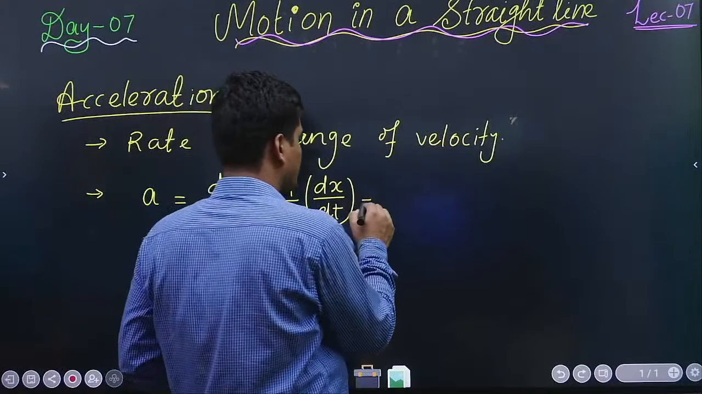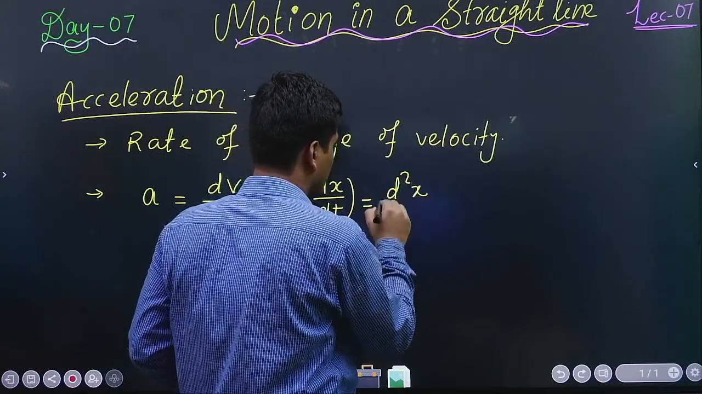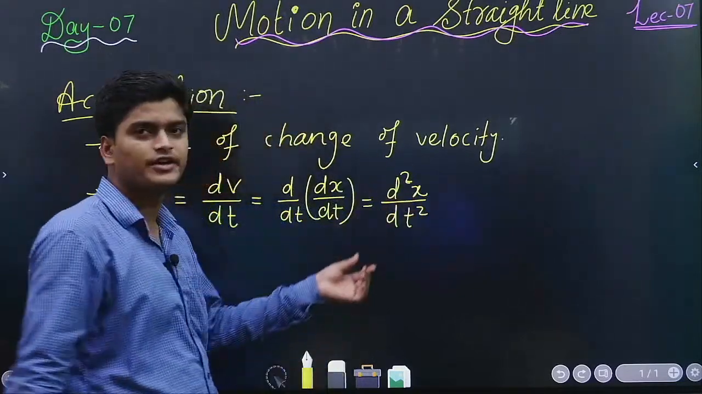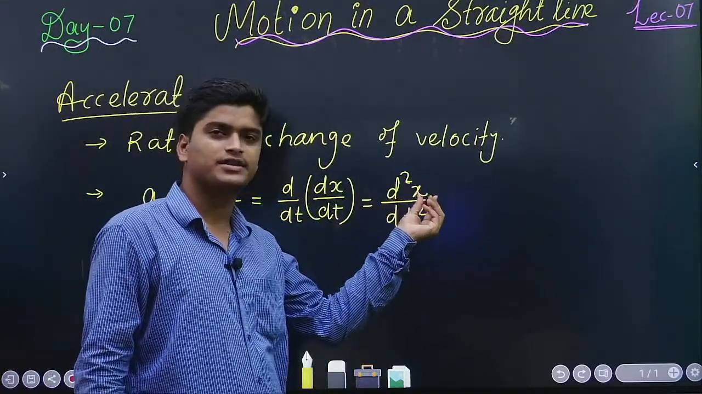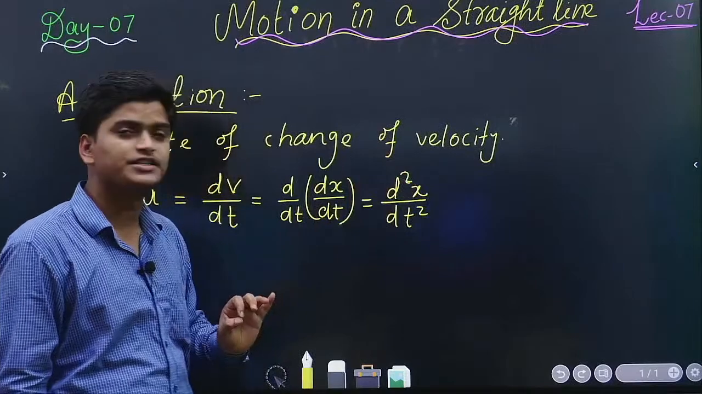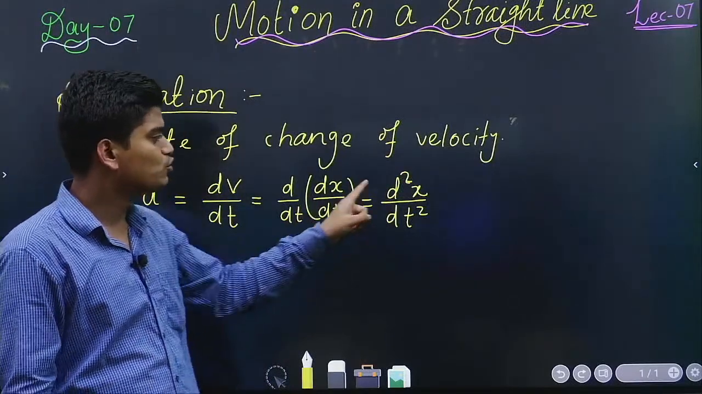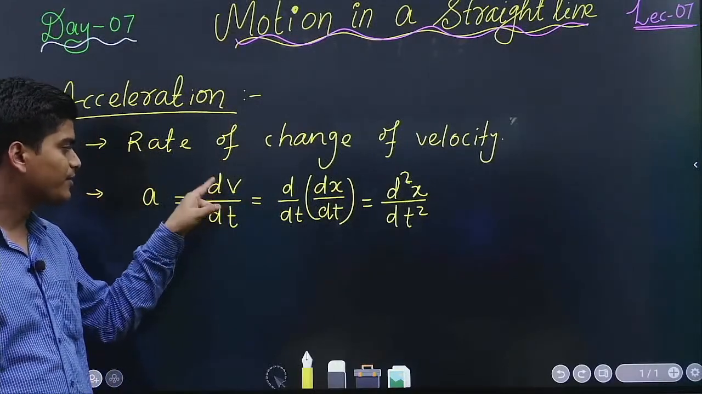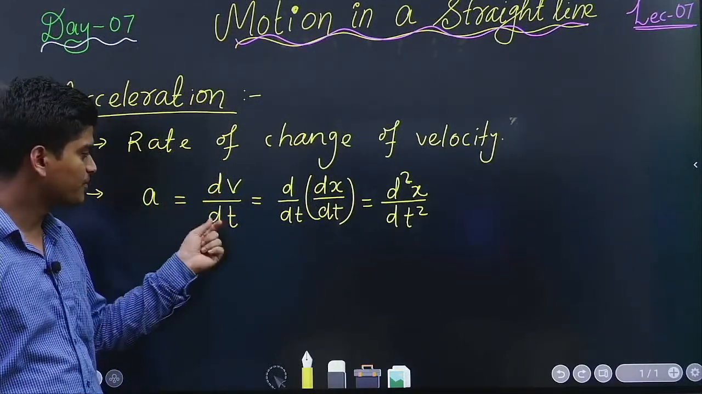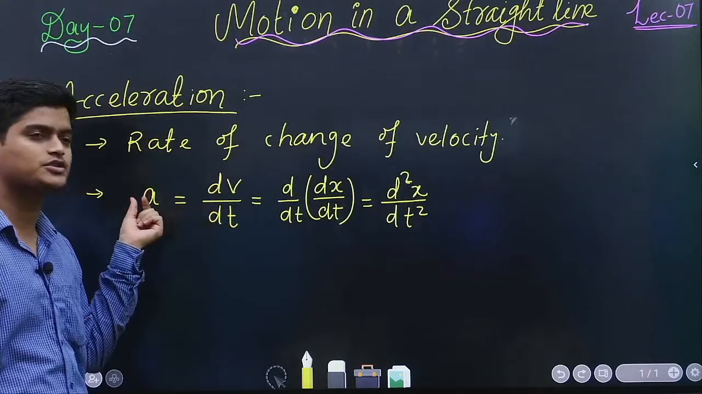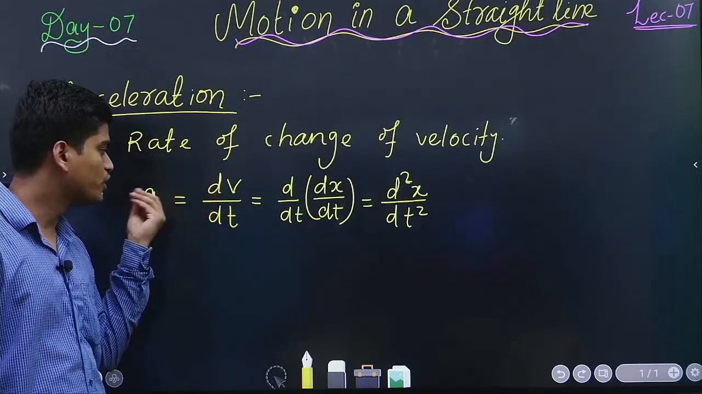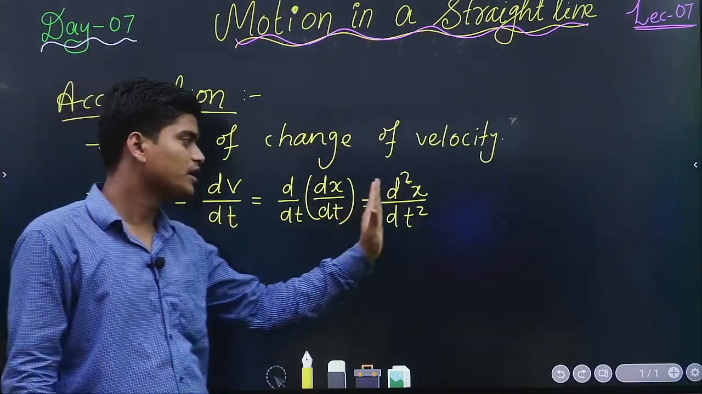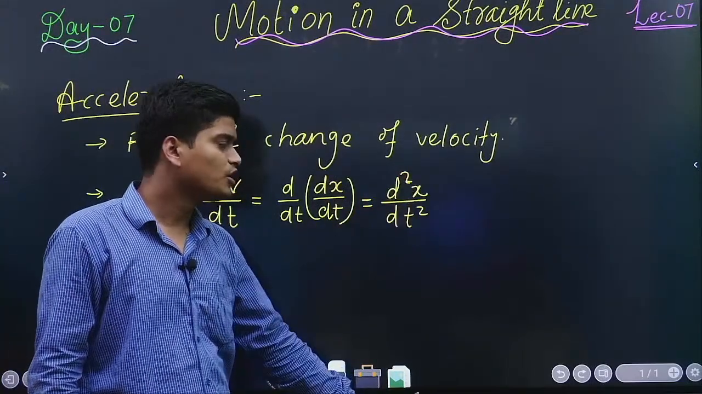Now here it is coming as d square x by dt square. So you can write that it is basically the double derivative of x. Suppose x is a function of time, then you have to do two times differentiation to get acceleration. And if velocity is given as a function of time, then one time differentiation will get acceleration. So for velocity one time differentiation, and for displacement two times differentiation.